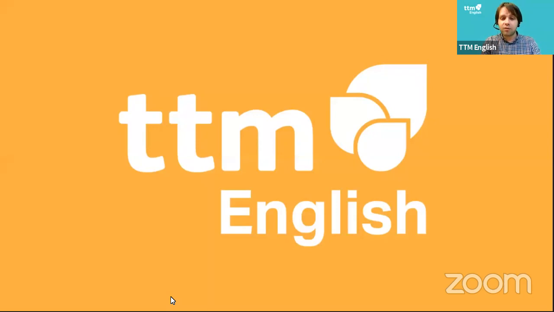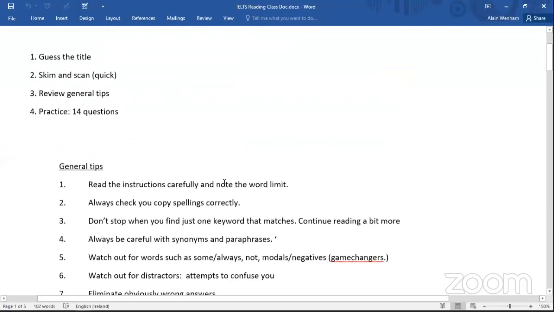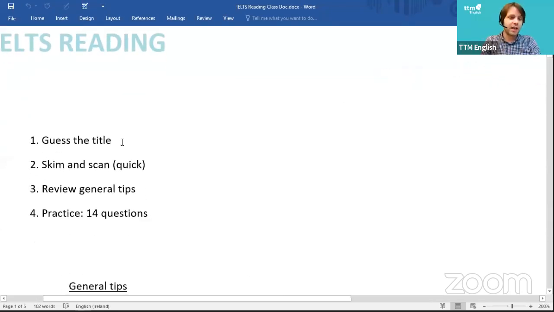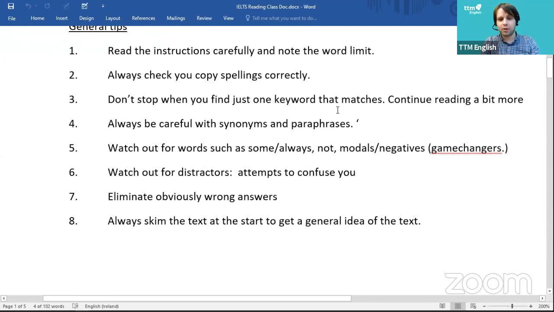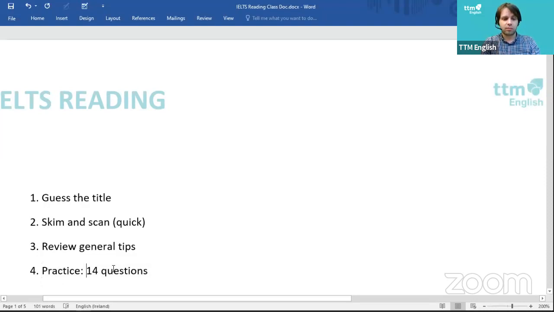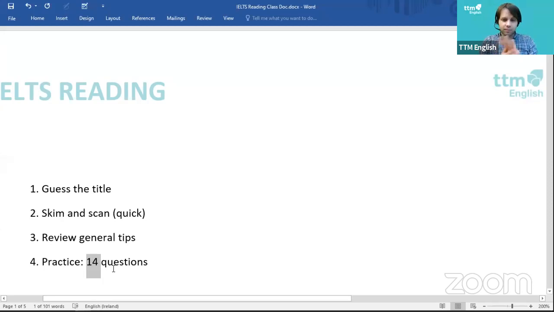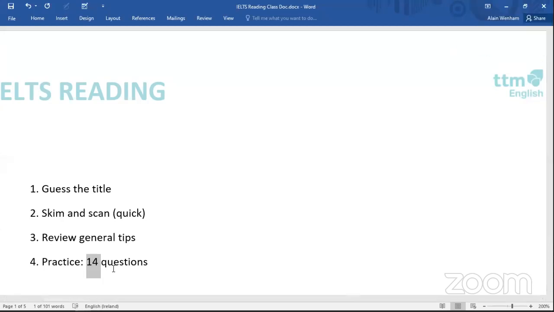Can everyone in the class see my Word document here? Yes. Okay, so this is the basic structure of today's class. We're going to do a guess the title game. Then we'll do some skimming and scanning games, so it's just practice. Then I want to review some general reading tips. I've got my list here. These are my top tips. And then we're going to answer 14 questions. I don't know if we'll finish 14 questions today. So is everyone ready? Yes, fantastic.